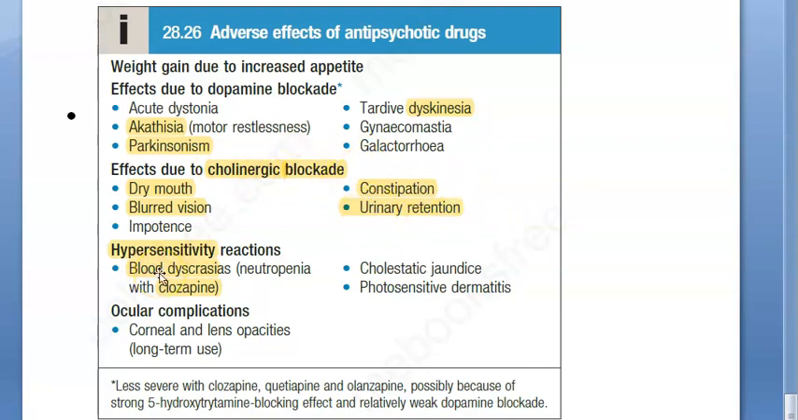They can have hypersensitivity. Obviously, for all drugs you will write hypersensitivity as a side effect. But the main thing you have to remember here is for clozapine, they're talking about agranulocytosis. You have to stop the drug in case that happens.